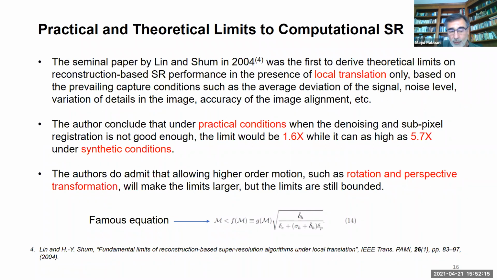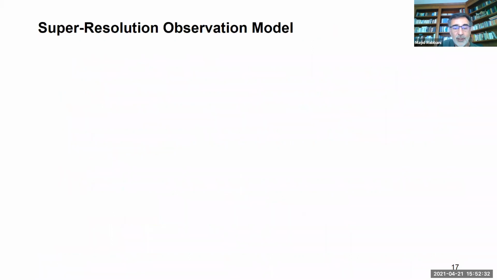This is a famous equation, and nothing is complete without having that equation that kind of summarizes all the uncertainties that they look at. And of course, I don't expect anyone to make any sense out of that equation. It's just a famous equation that everyone quotes in their paper when they refer to the Lin and Shum paper. So let's just summarize the super resolution model, and then I will show you some images, okay?